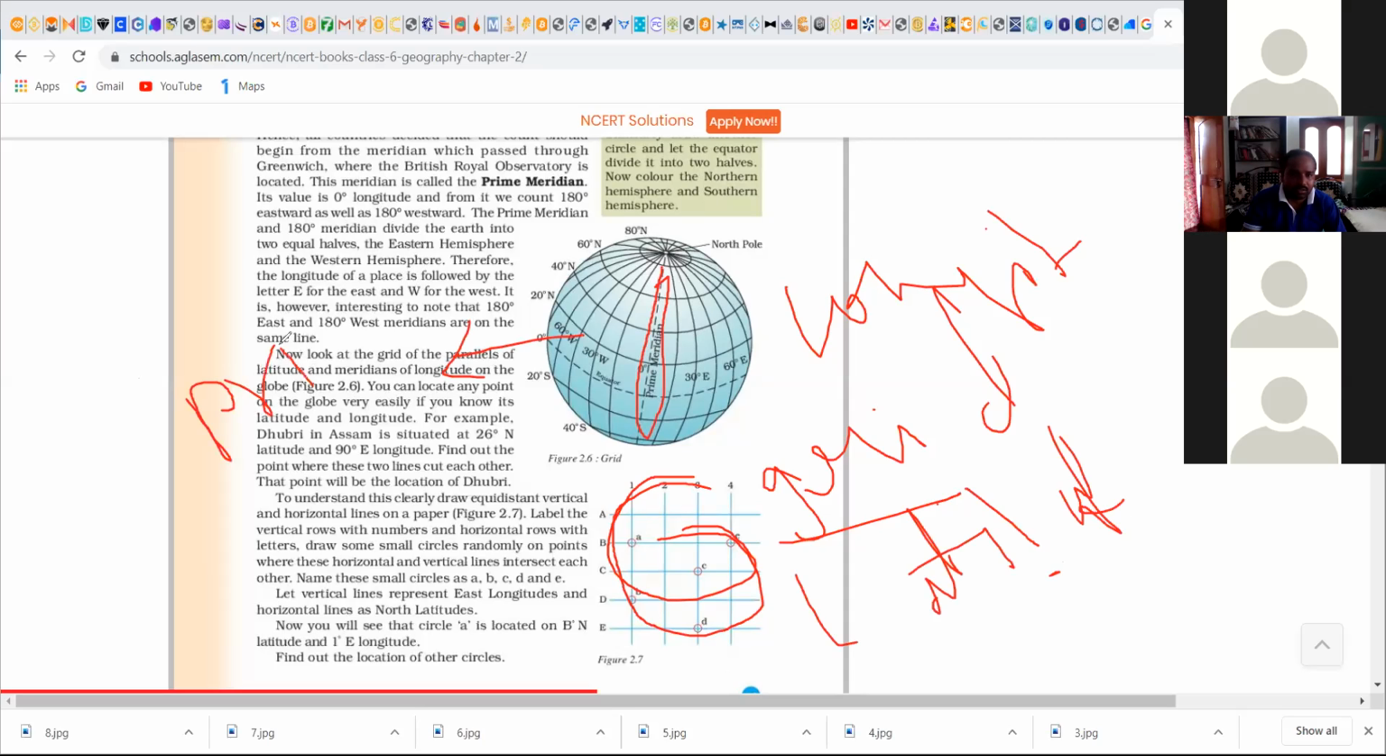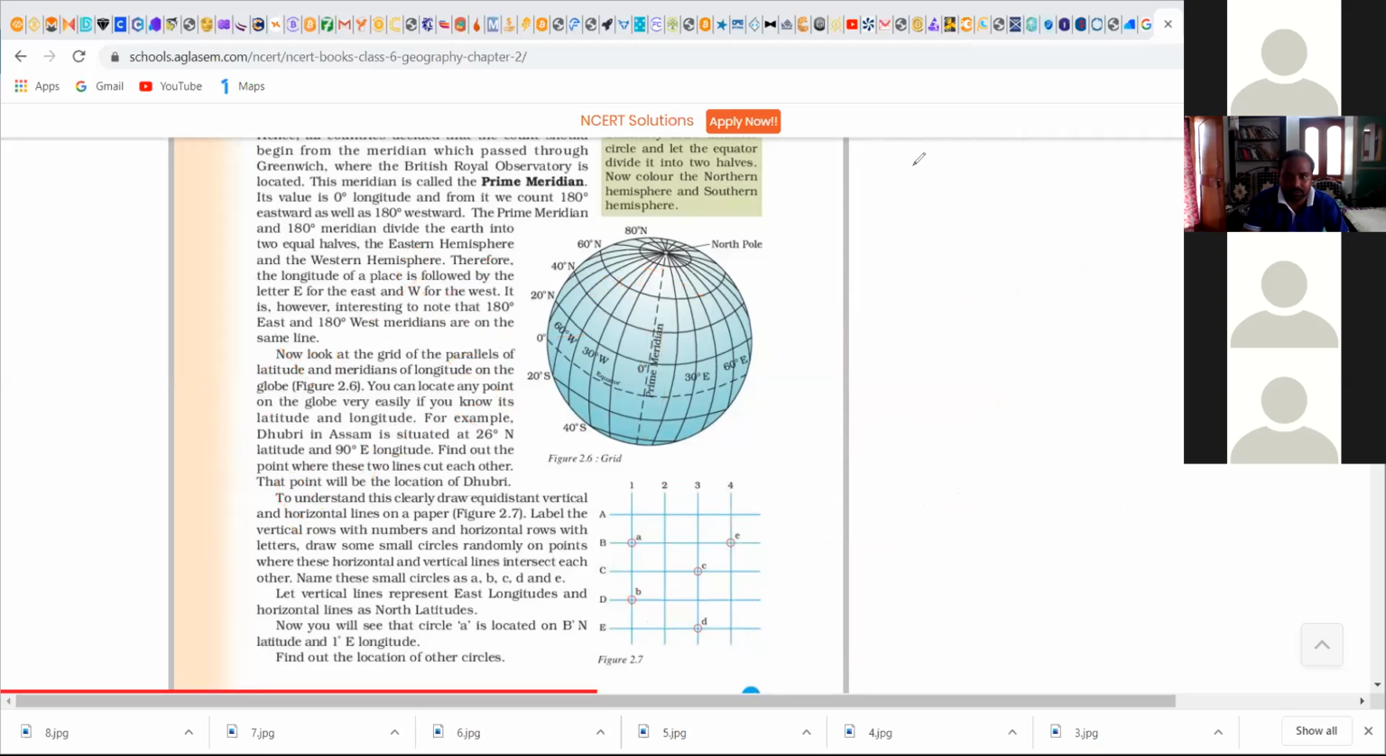Sometimes longitudes are also called prime meridians. Okay, prime meridians. Next slide we'll see this. So here you can see this next.